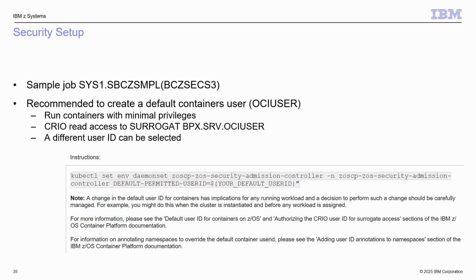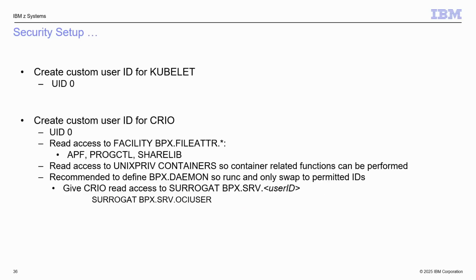Now, we want to give Cryo read access to this surrogate class, BPX.SRV.OCIUSER you see here, which I'll be going over why that is in just a second. So now we need to create two new user IDs as well, one for Cryo and one for Kubelet. They both need to be UID 0 in order to have proper permissions.